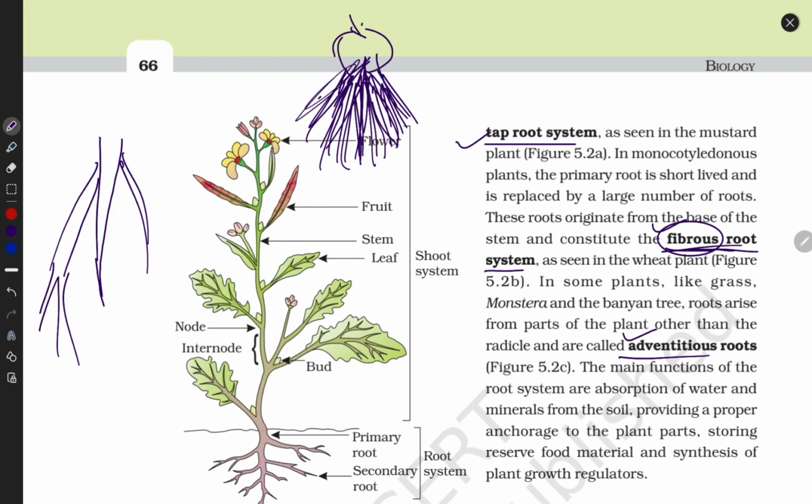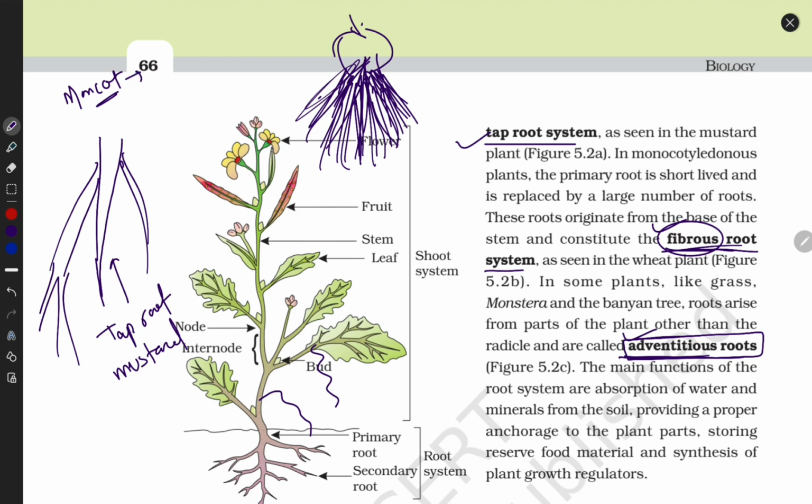Now adventitious roots arise from a different part of the plant. They may arise from the stem or from the branches. Taproot is found in mustard. But in monocot plants, the taproot is short, and its lifespan is also short. Next, fibrous root: they are fibrous in structure. One example is grasses.